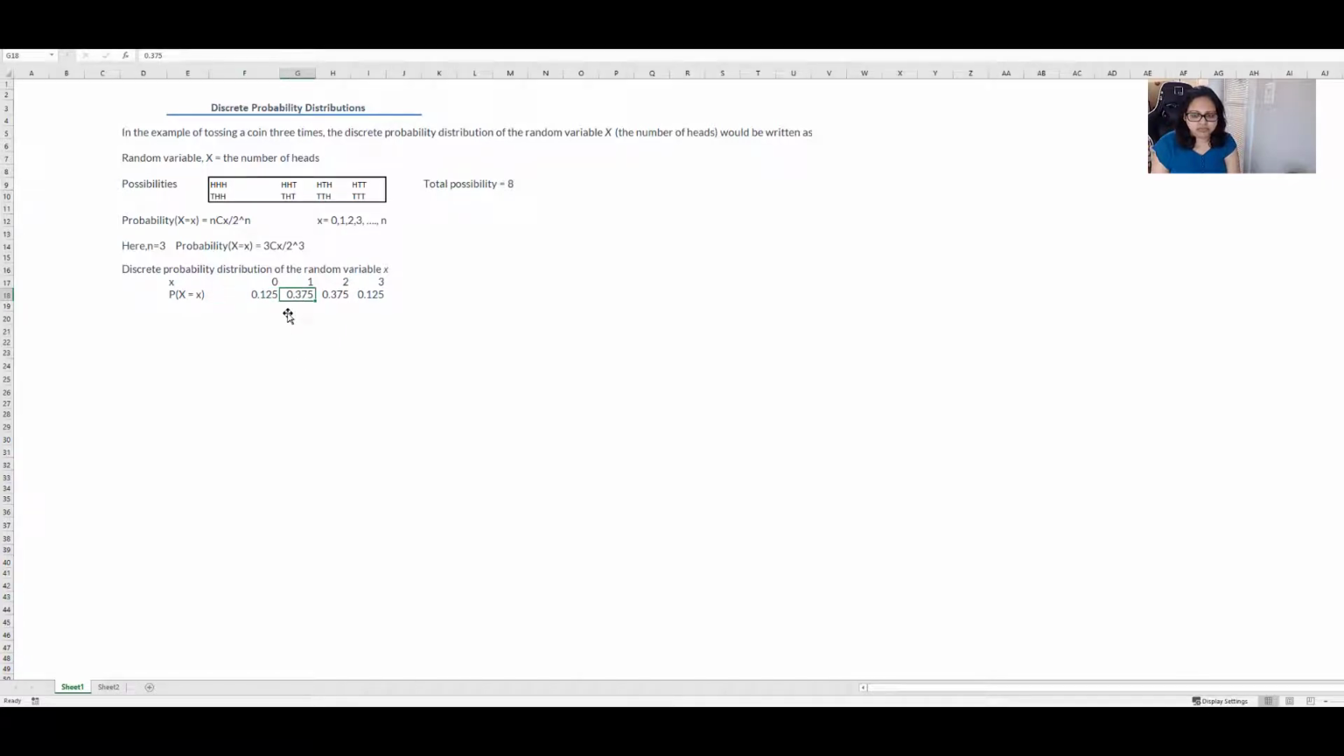Same thing, you can do that. 3 choose, when x is 1, 3 choose 1, divided by 8. In each of those cases it should be divided by 8, only the numerator will be changing. Now we want to find what might be the expected value, that means the average value, given that we have the outcome and then we have the probability associated with it.